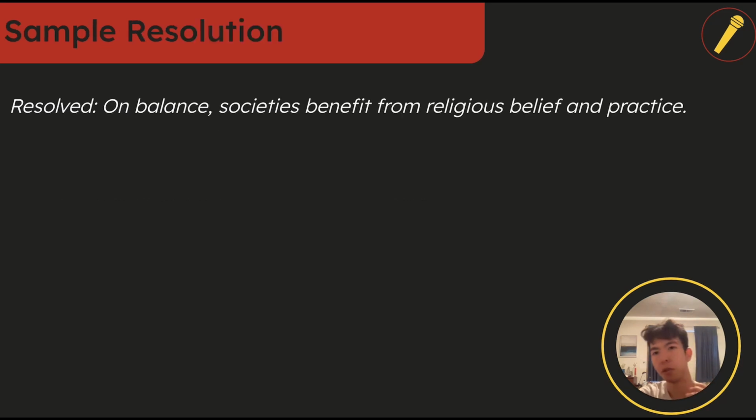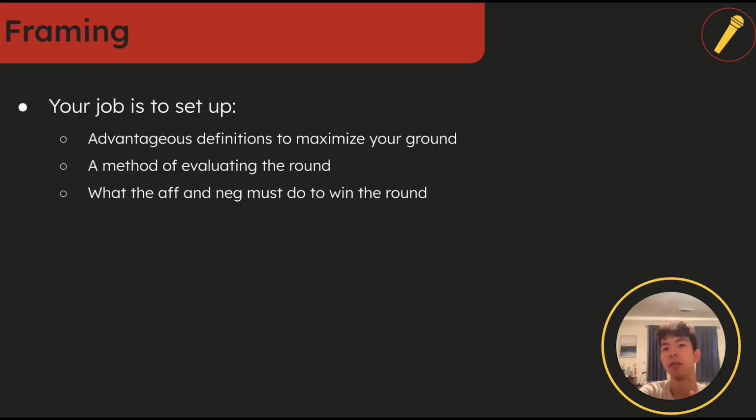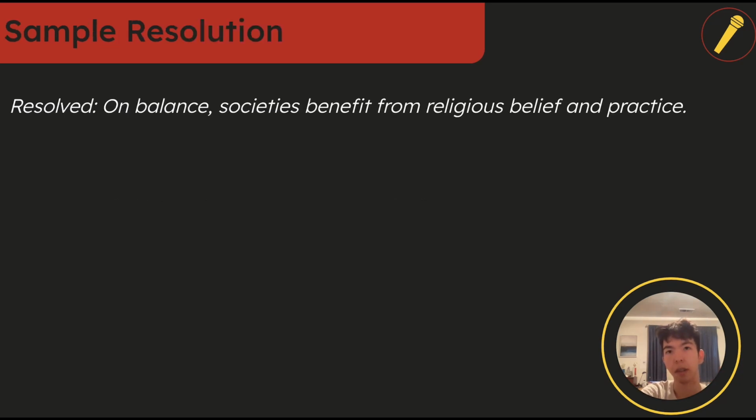So, let's do a little bit of practice if this all sounds very abstract. Take last year's resolution. Resolved, on balance, societies benefit from religious beliefs and practice. Let's say you're the AF debater in this case. Now, as AF, the definitions themselves aren't terribly important. You can just pull from dictionary definitions to tell the judge what you're talking about. But let's look at the other 2 pieces. First, I want you to set up a method of evaluating the round, and second, I want you to tell the judge what the AF and the neg must do to win the round. So you can pause this video for a bit, write out your own rhetoric, and then we'll go back and clarify and see what the example looks like.